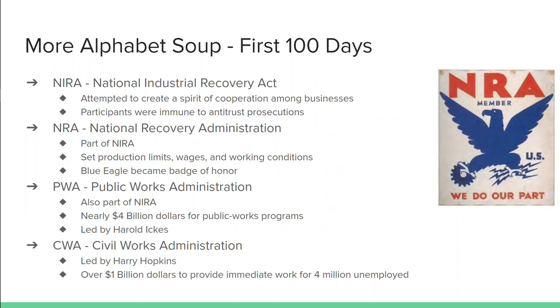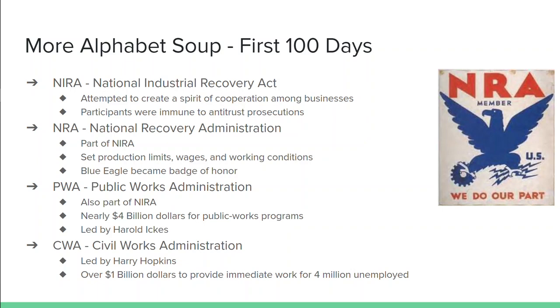There's still more alphabet soup. I told you there's a lot here. You have NIRA, N-I-R-A, the National Industrial Recovery Act. This is June of 1933. Now, the whole idea behind NIRA was to get businesses to work together with the government, to play along with what the government wanted. And if you did that, if you were a business owner and you worked with the government, the government granted you immunity from antitrust lawsuits. Now, as part of the National Industrial Recovery Act, we have the creation of the National Recovery Administration, or the NRA.